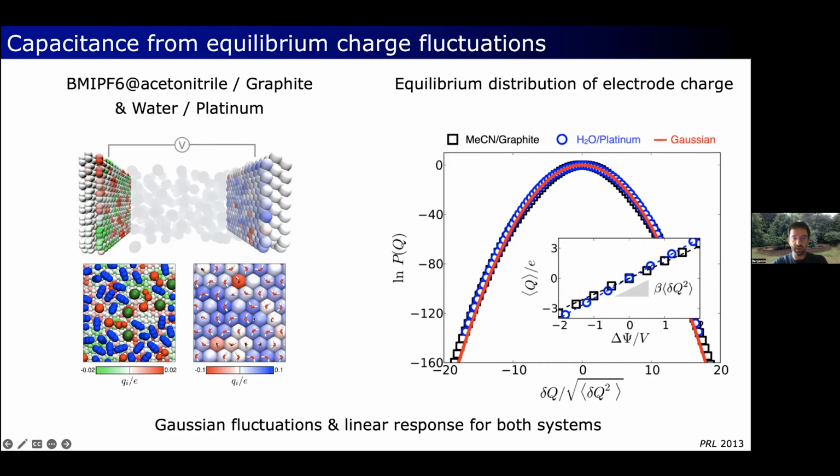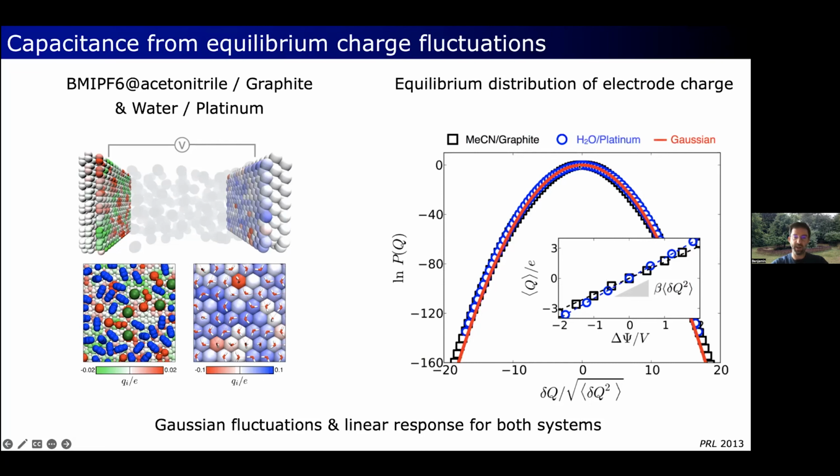And you see here, again, the configurations of water molecules in the first adsorbed layer. We sampled the total charge distribution. So this is a probability to observe, in equilibrium, a given charge Q of the electrode. And it's normalized here by the variance of that distribution. And you see that in both cases, the distribution is very Gaussian.